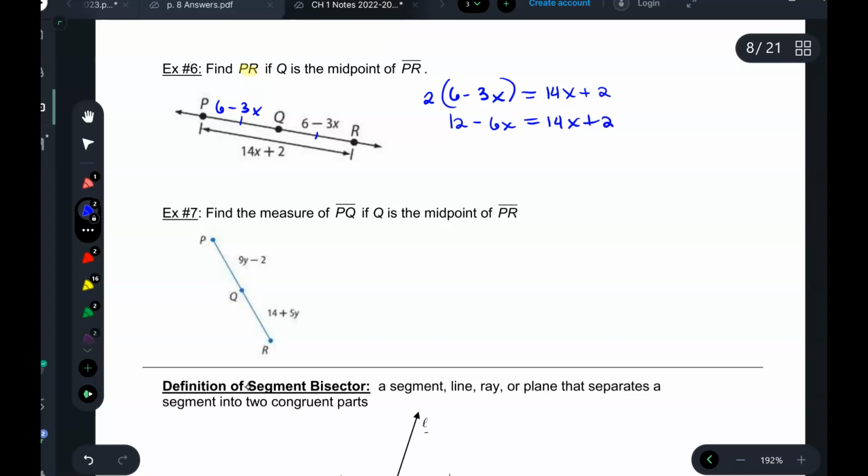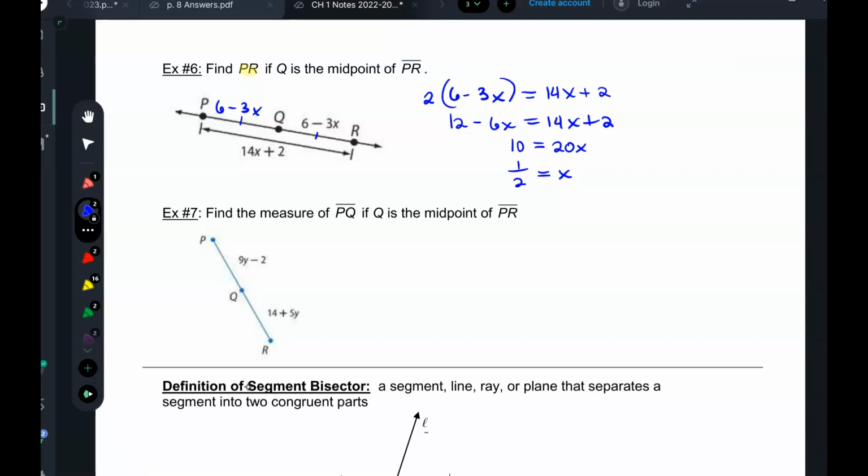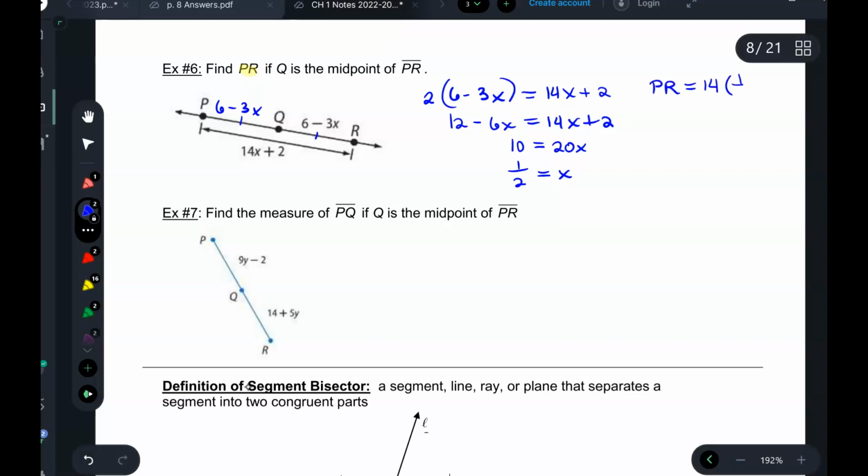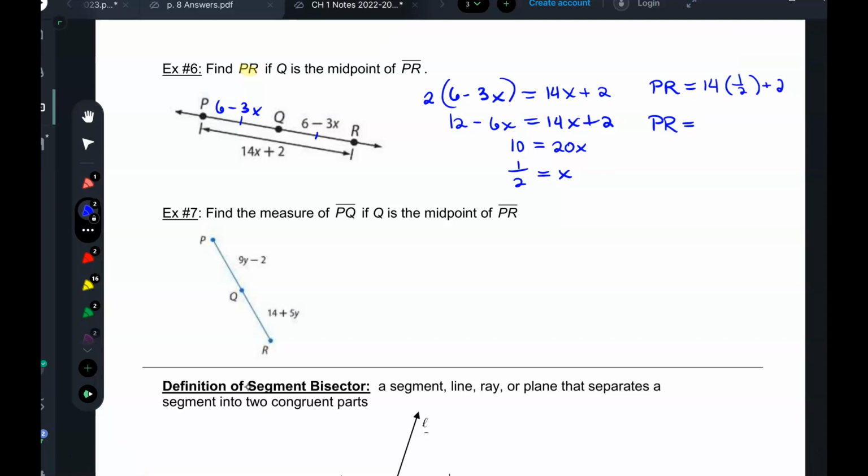Right, and then we'll add 6x, so we'll get 20x. We'll subtract 2, we'll get 10. Okay, did we get 1/2 for x? Yeah. Okay, all right, now I want to find PR. So PR is 14x plus 2, so I'm going to substitute in 1/2. PR equals 14 times 1/2, which is 7, plus 2 is 9.